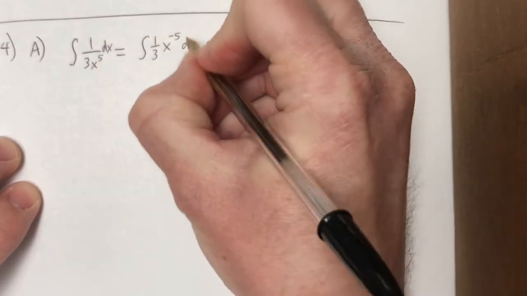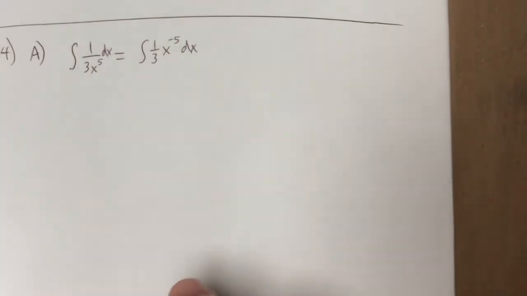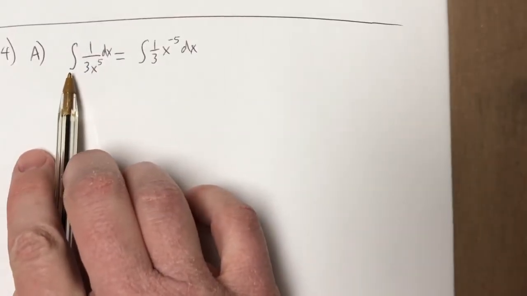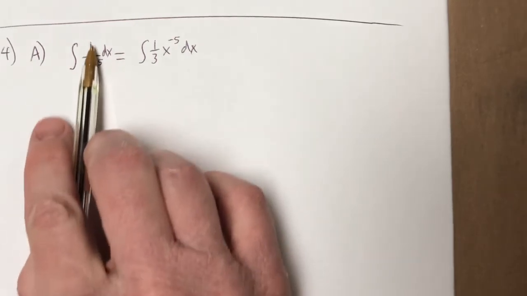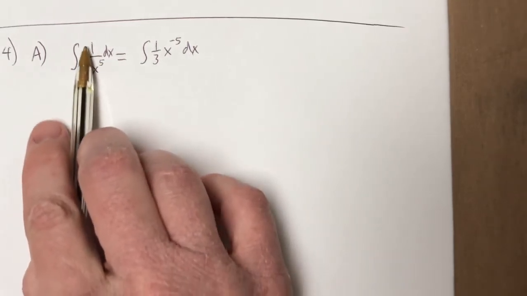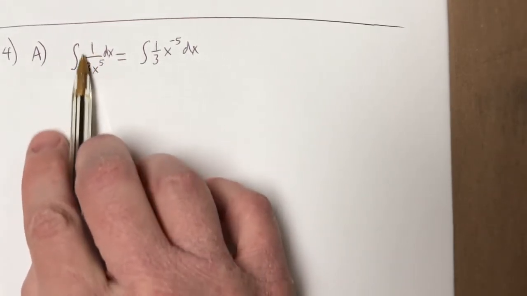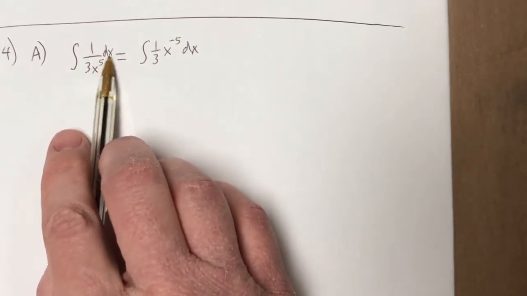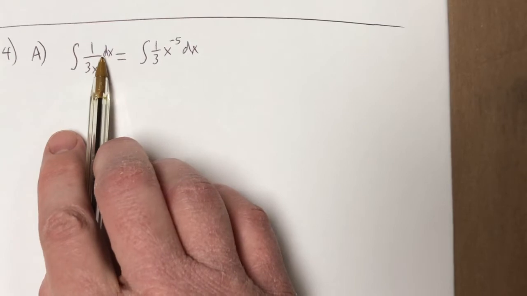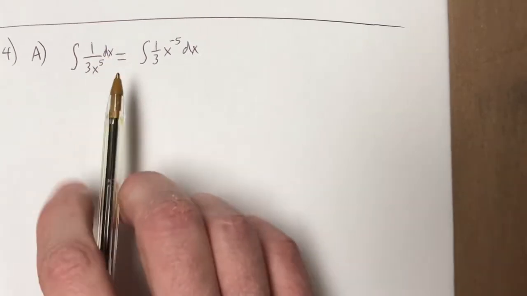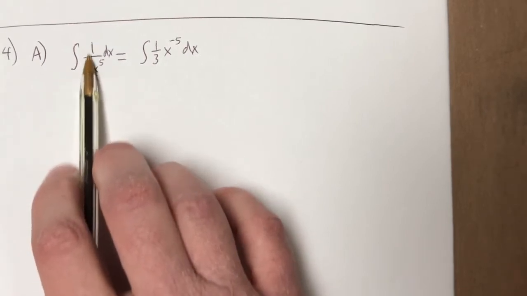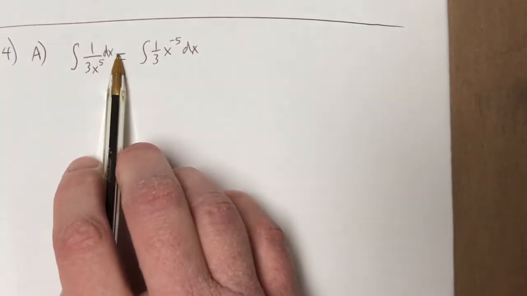Forgot the dx here. So actually, before I go any further, this is the integral symbol. It means we're going to be integrating something. This is called the integrand, what we're integrating. This 1 over 3x to the 5th is what we're actually integrating. And this just means with respect to x. Okay, it's the differential of the variable x. But again, all this means is we're going to be taking the integral of this function with respect to x.